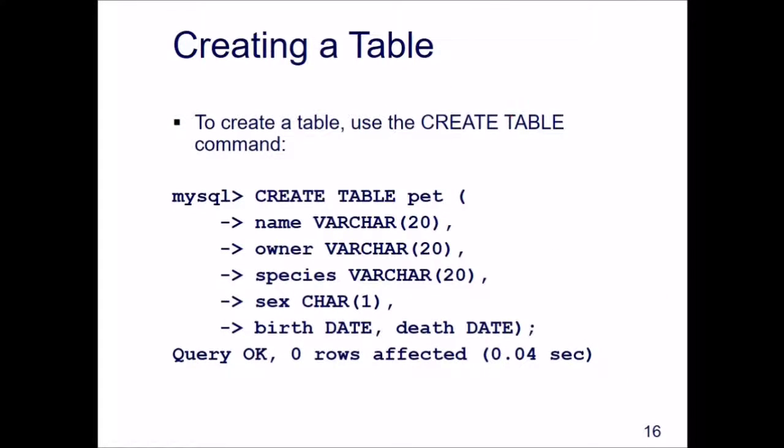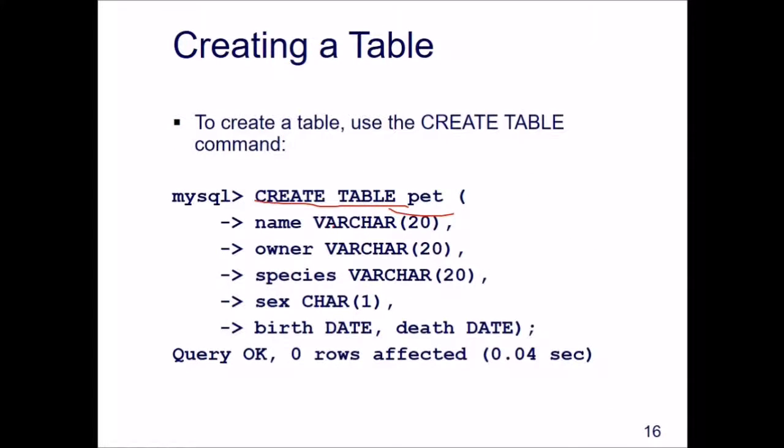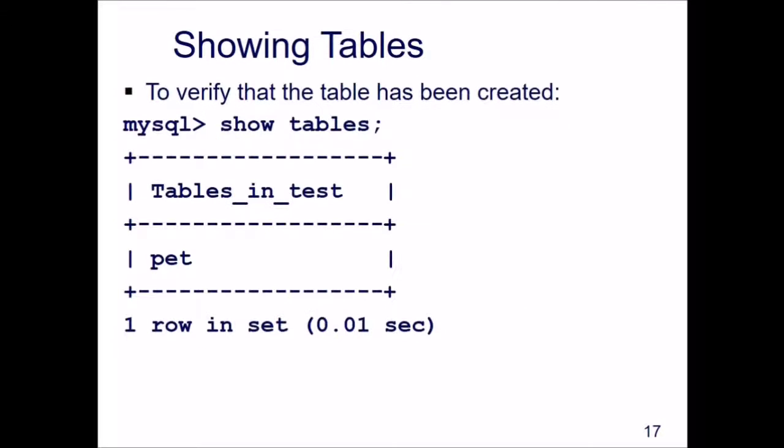Now create a table using the create table command. You can use this create table. Pet will be the name of the table, and whatever I have shown here, you can directly write: name varchar 20 followed by a comma, again owner varchar 20 followed by a comma, and so on until you complete this. You have to start with a round bracket and end with a round bracket, and to terminate, or issue, this particular command of creating a table, you end it with a semicolon, and then this query will be okay.